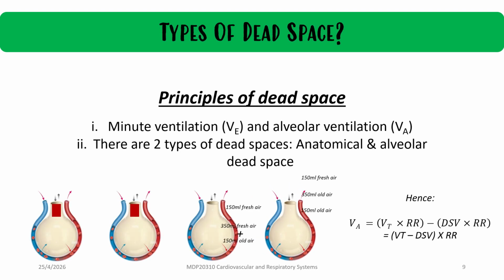So how many types of dead space are there? There are two types of dead space, which are anatomical dead space and alveolar dead space. In combination, they make up the physiological dead space. So anatomical plus alveolar dead space equals physiological dead space.